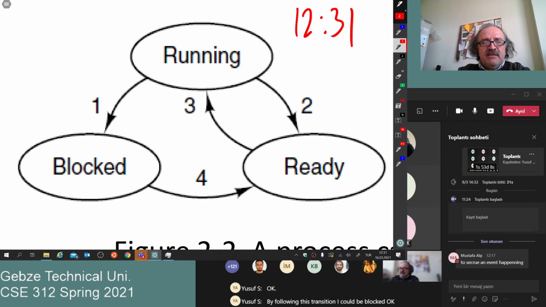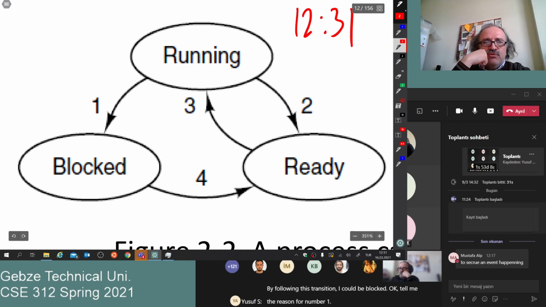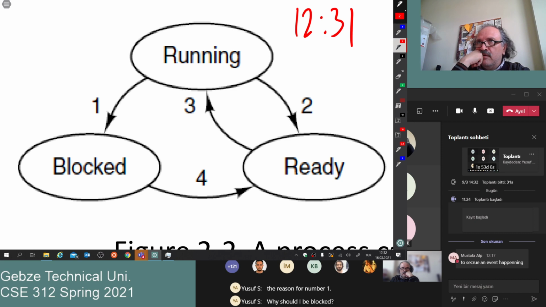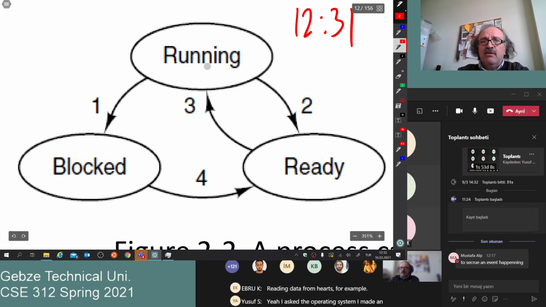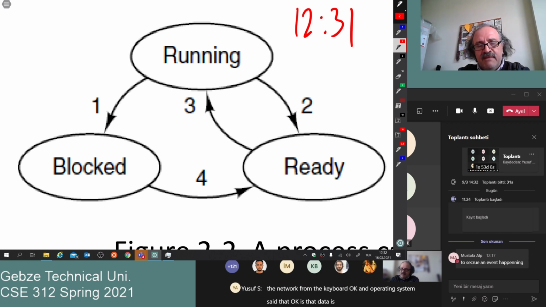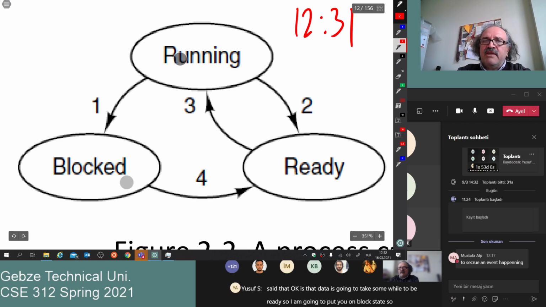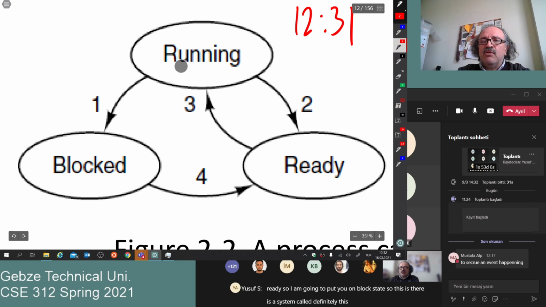Tell me the reason for number one. Why should I be blocked? Reading the data from the hard disk, for example. Yes, I asked the operating system, I made an operating system call, and I asked for some data from the hard disk, from the network, from the keyboard. The operating system said that data is going to take a while to be ready, so I am going to put you in the blocked state. So there is a system call definitely.